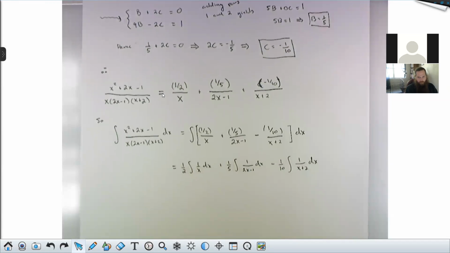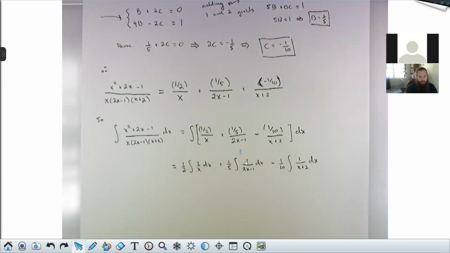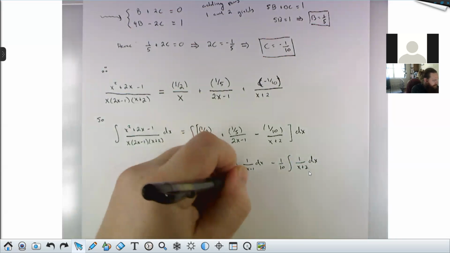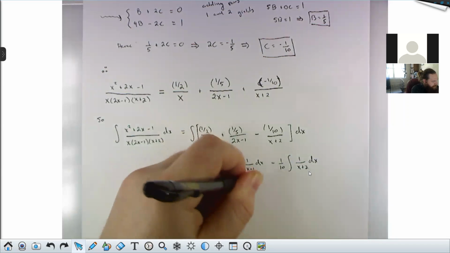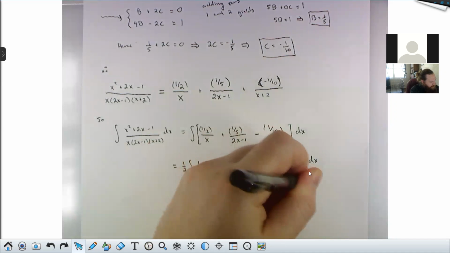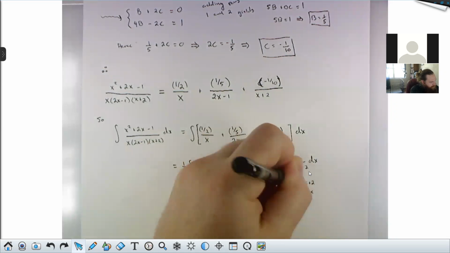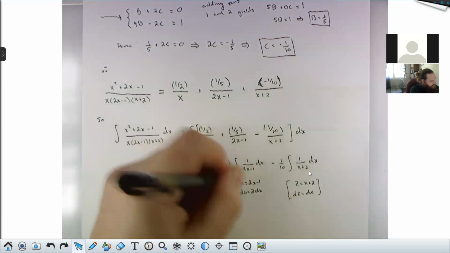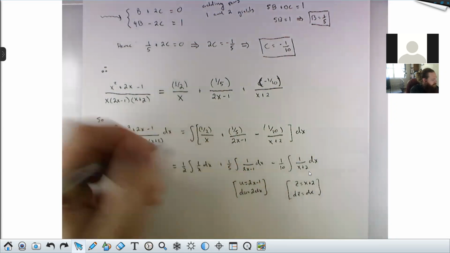And none of these are hard. These two both require a tiny little u sub. In this guy, I will let u be 2x minus 1, which means du is 2 dx. Here I will let z be x plus 2, so dz is just dx. And the first guy requires no substitution at all.